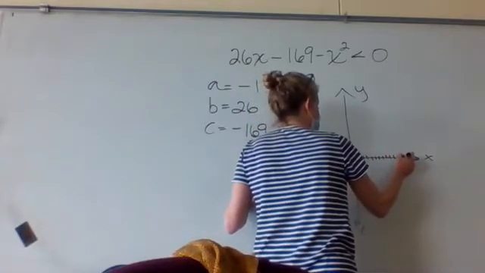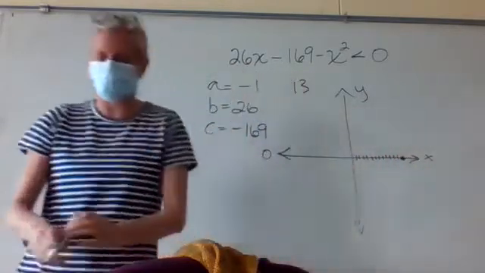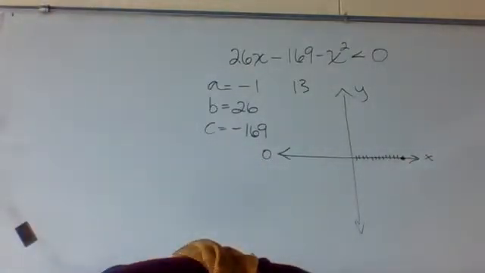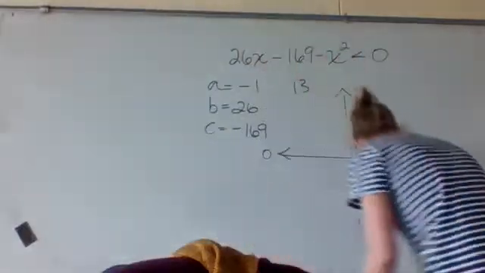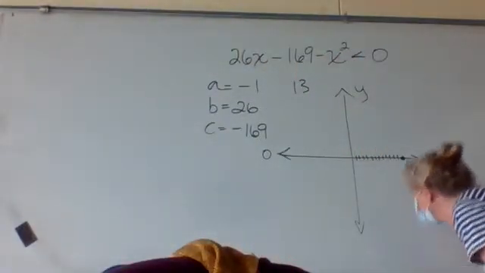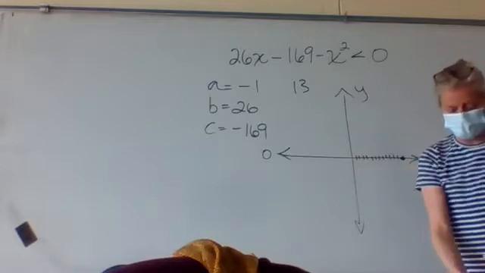So there's my x-intercept. It only has one. Oh, my battery's about to die. It only has 1 x-intercept at 13. And is this one upside down or right side up? Since that's negative, it's going to be upside down.